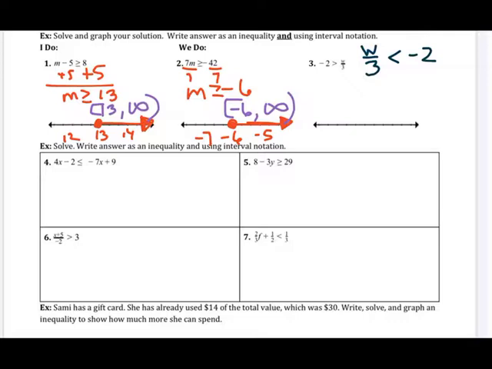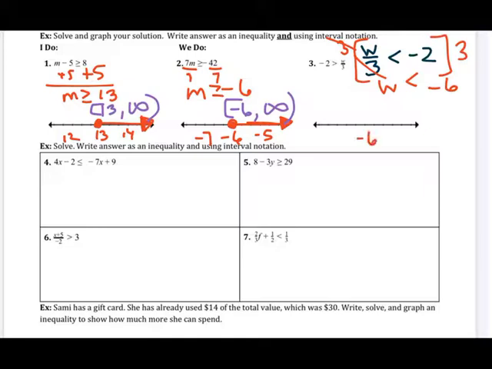So I want W to be by itself. Right now, W is being divided by 3. To undo that division, I'm going to multiply both sides by 3. So over here, those 3's are going to divide out. I'm going to have W. Over here, negative 2 times 3 is negative 6. What did I multiply both sides by? Positive 3, so I am not going to flip my sign.